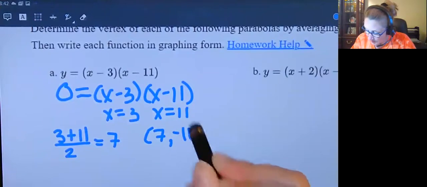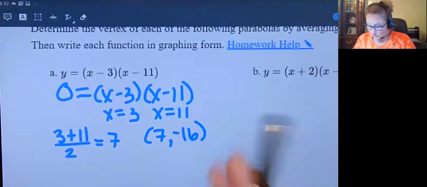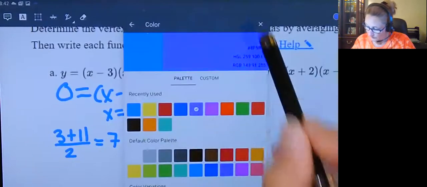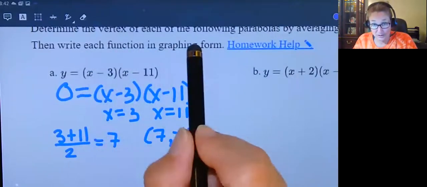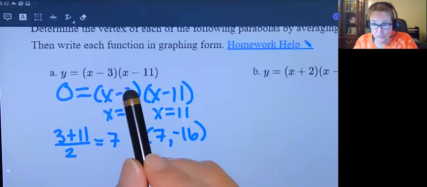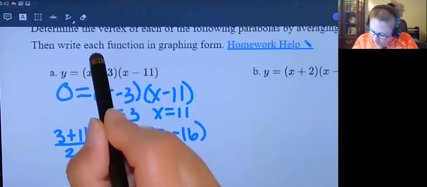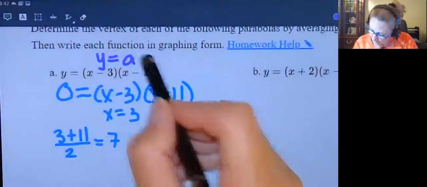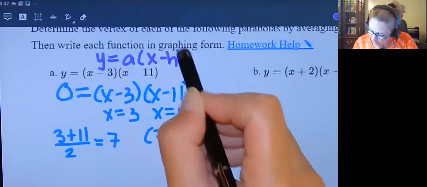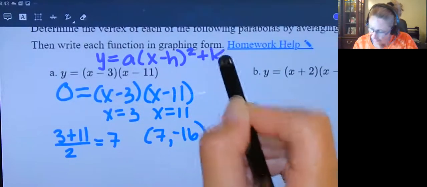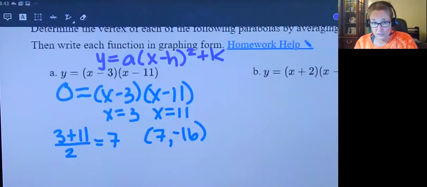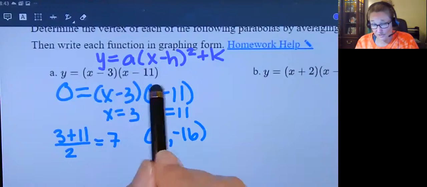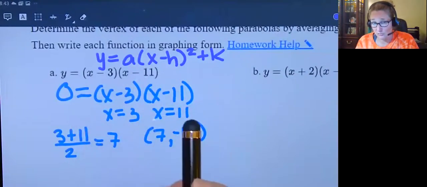So this is our vertex. They want an equation though. So for the equation, let me just write it here. The graphing form of a parabola, this is something you should have learned last year, but I'll remind us: y equals a times x minus h squared plus k. And h comma k is your vertex. Your a is your stretch. In this case, since both of these are just x, there's no stretch besides 1.